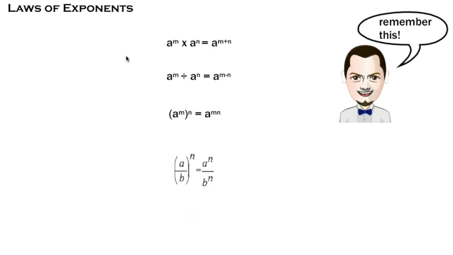So here are the main laws of exponents that we're covering today. Again, we have our first one where you add exponents together when multiplying. When dividing similar bases, you subtract. And when you have a power raised to a power, you multiply the values together. And when you have a fractional exponent, that means both the numerator and the denominator will take that exponent.